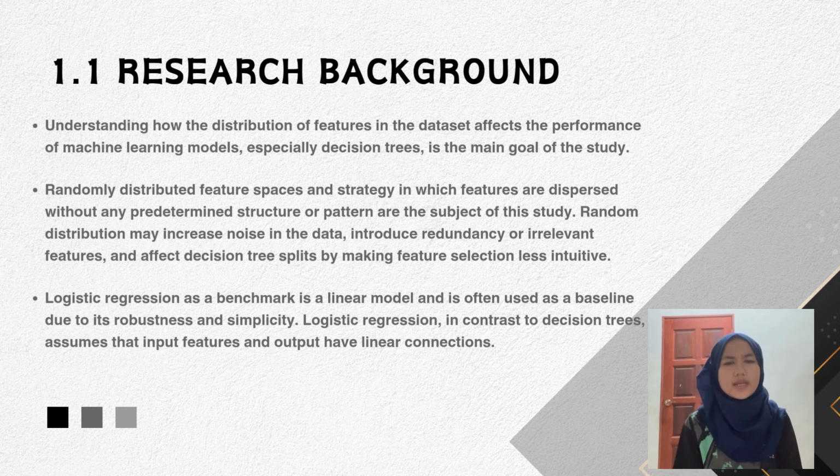Random distribution may increase noise in the data, introduce redundant or irrelevant features, and affect decision tree splits by making feature selection less intuitive. Logistic regression as a benchmark is a linear model and is often used as a baseline due to its robustness and simplicity. Logistic regression, in contrast to decision tree, assumes that input features and output have a linear connection.